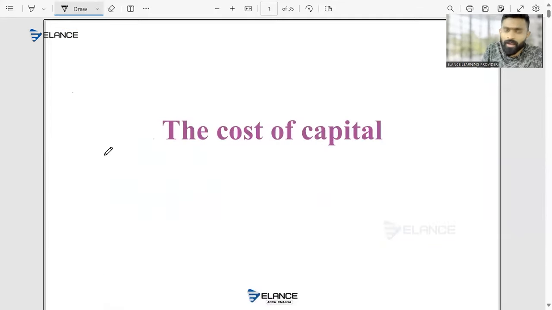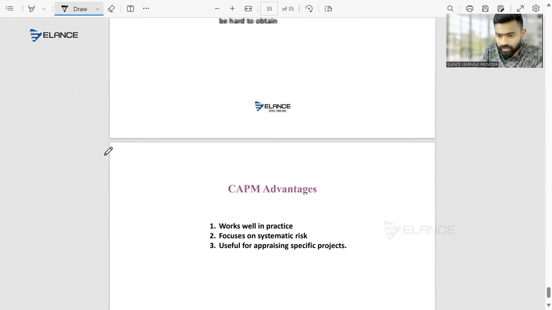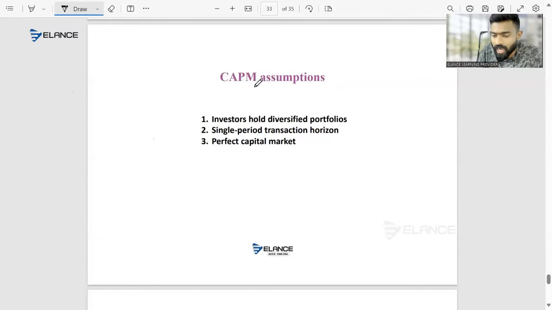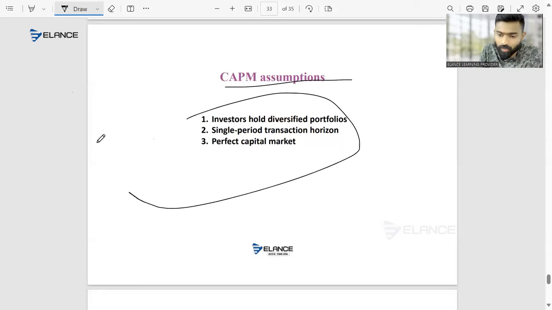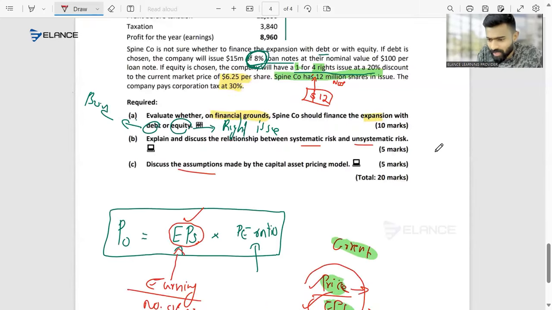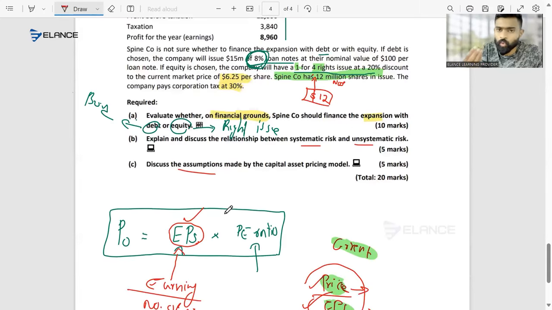Hope you guys already have this file. At the end of this file, on PDF page number 33, I made some assumptions. You need to write these down. If you just list these, you will be awarded only small marks. Not only list, you should comment on this. You should explain briefly. It is 5 marks. If you just list these three, you will get only 2 marks. You need to explain this.